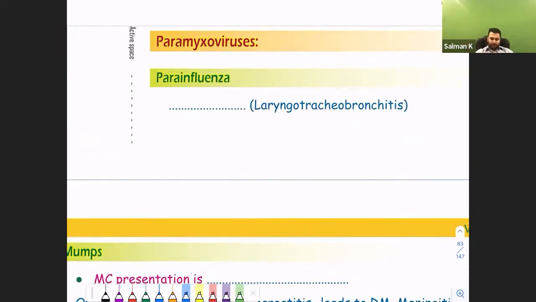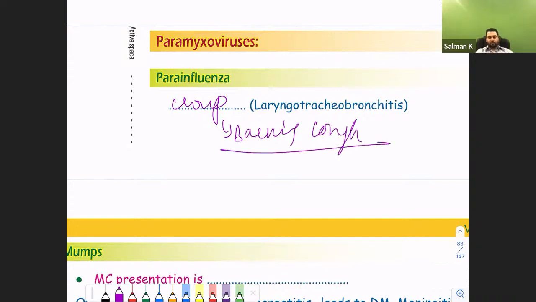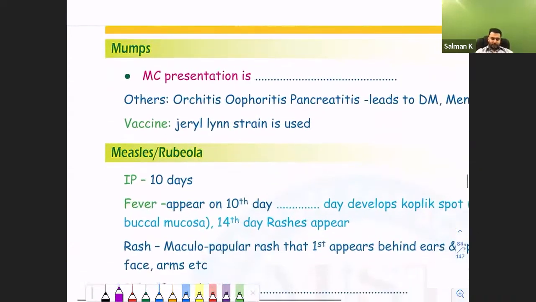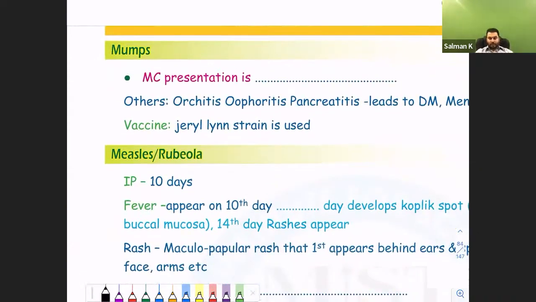Paramyxoviruses. Now, these are just plain one-liner organisms. Parainfluenza viruses cause croup. You should know this thing, that is the croup. Croup causes laryngotracheobronchitis. This is the one that appears as the barking cough. So this is what you should know. Next, mumps virus. It causes parotitis.